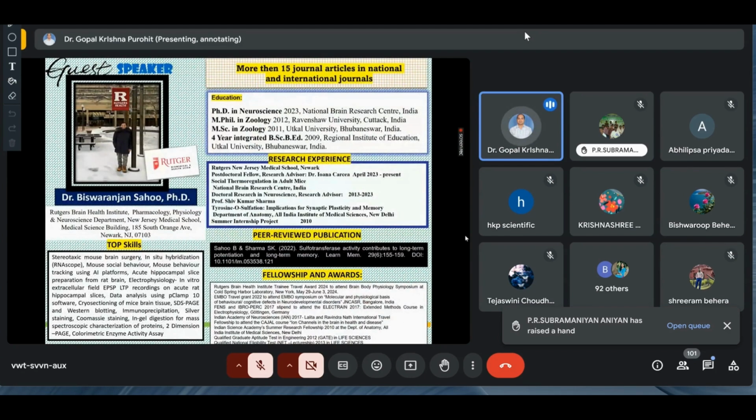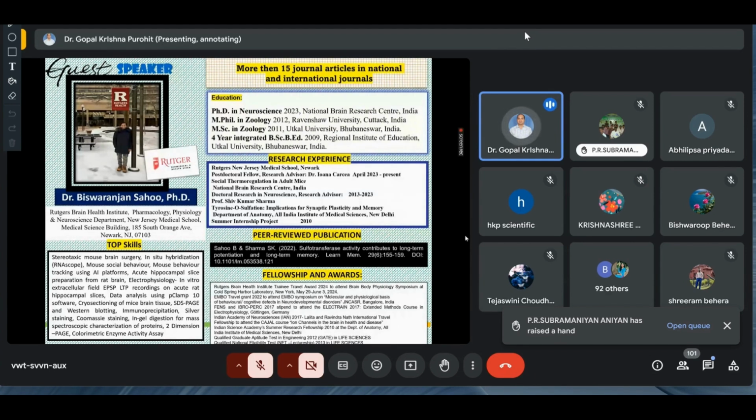Now it is time to introduce our guest speaker. We are honored to introduce Dr. Biswaranjan Sahoo. He is a distinguished neuroscientist currently serving as a postdoctoral fellow at the Newark Brain Health Institute within the Pharmacology, Physiology, and Neuroscience Department of New Jersey Medical School, USA.